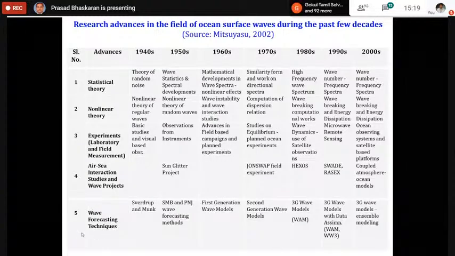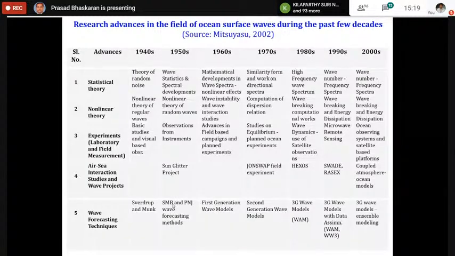And the fifth point, what we see here, is called the wave forecasting techniques. Now, the wave forecasting techniques became very popular after World War II. After World War II, the US Navy called upon some of the eminent scientists working in this area. As we see here in 1950, in this table, I have mentioned the names SMB. SMB stands for Sverdrup, Munk, Bretschneider. Sverdrup, Munk, and Bretschneider jointly developed a nomogram. I'll be showing you the nomogram after some time, how it looks, and what information we can get from a nomogram.